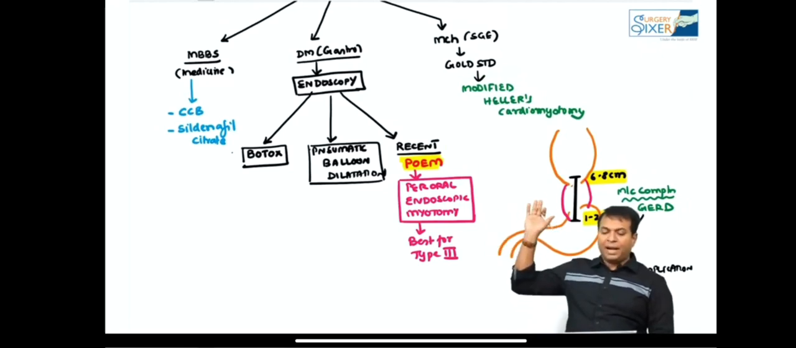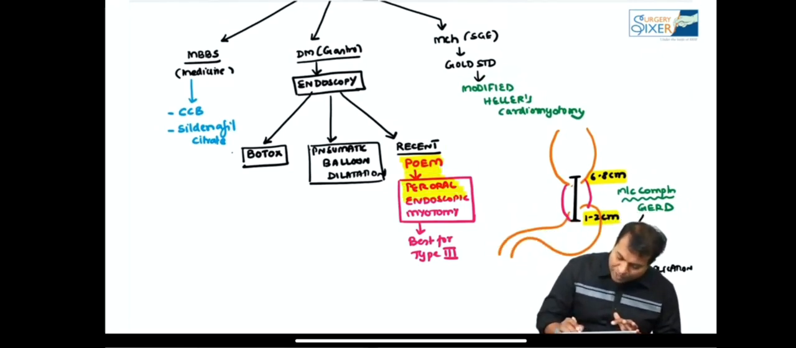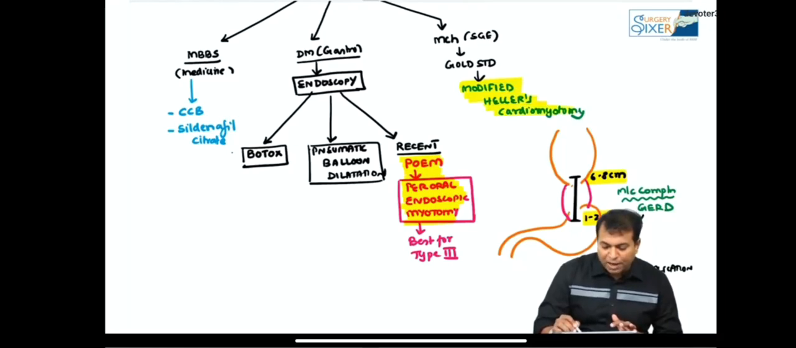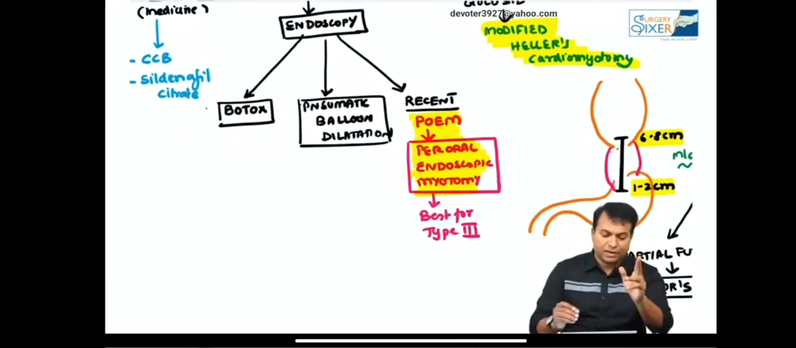So medical treatment, endoscopic treatment, and surgical treatment. The gold standard treatment, even though there is POEM coming up now, even in the presence of POEM, is modified Heller's cardiomyotomy, in which we do an anterior surface myotomy.